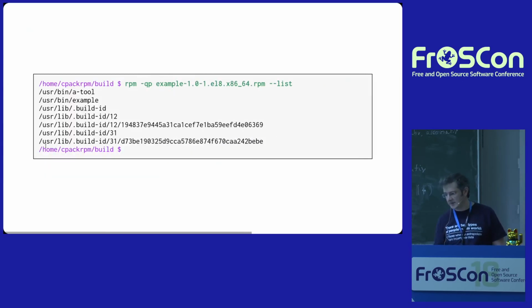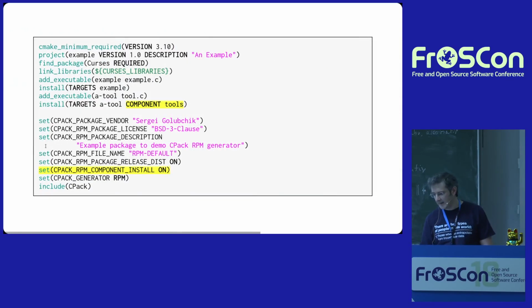And if we look inside the RPM, you can see that RPM picked up a new binary automatically. There's a build ID, there's a binary, so we don't need to modify a list of files inside the spec file or anything. CPack gets all the targets, all the files that were supposed to be installed by CMake, and automatically puts them into the RPM into correct places. So there's no need to maintain a separate list of files in the spec file.